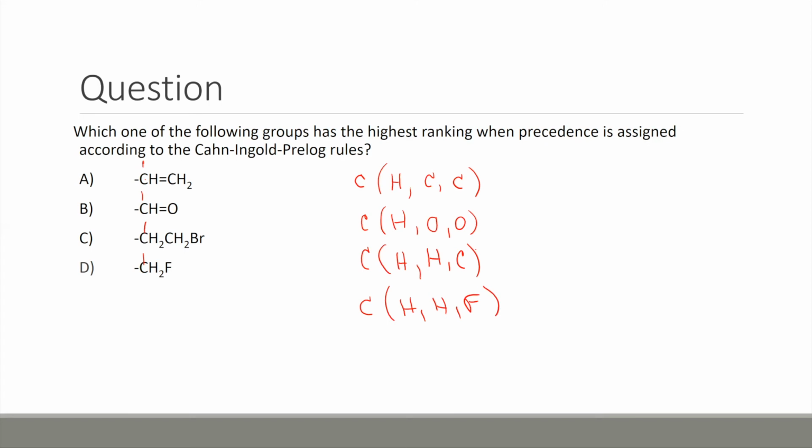Remember, we're looking for highest atomic number. We already know that oxygen, for example, outbeats carbon. So these with just carbon and hydrogen are not going to float. But what about oxygen compared to fluorine? Fluorine actually has the higher atomic number. So even though there are more oxygen attachments here, that doesn't matter. Fluorine still has a higher atomic number, and so answer D would have the highest ranking when precedence is assigned.